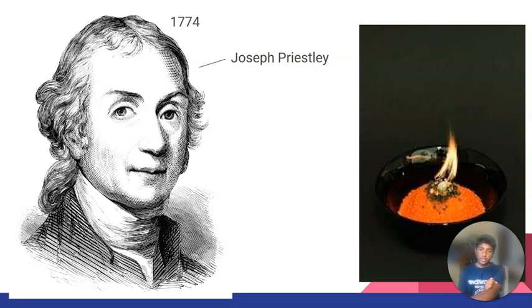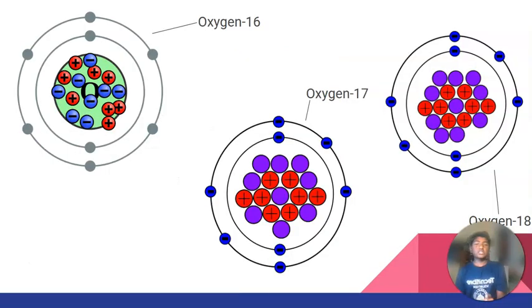To the third section of the video, the atom. Oxygen has three isotopes: oxygen 16 as you see on the left, oxygen 17 in the middle, and oxygen 18 on the right. Oxygen 16 has 8 electrons, 8 protons, and 8 neutrons. Oxygen 17 has 8 electrons, 8 protons, and 9 neutrons. Oxygen 18 has 8 electrons, 8 protons, and 10 neutrons. And that's pretty much it about the atom. Yeah, it's pretty cool.